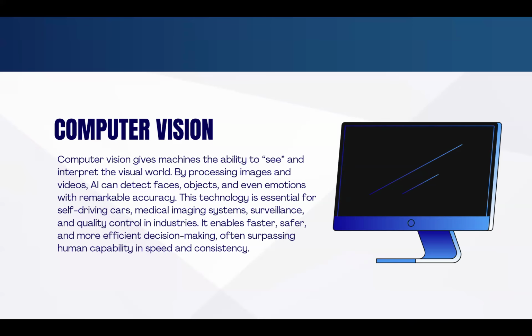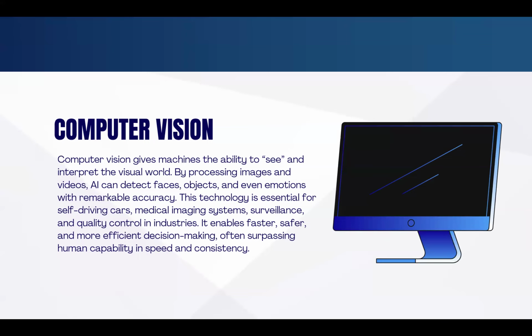For example, with the help of processing images and videos, AI can detect faces, objects, and even emotion with remarkable accuracy. For example, with the help of OpenCV, let's assume the police use it to understand if any person is missing, so they will be using computer vision technologies to detect that person.